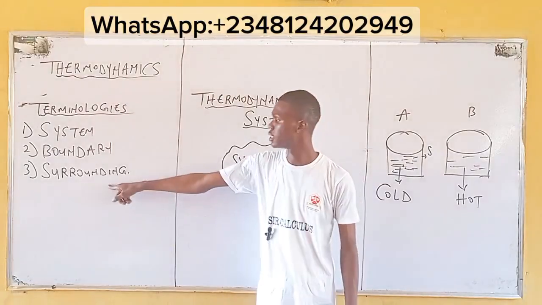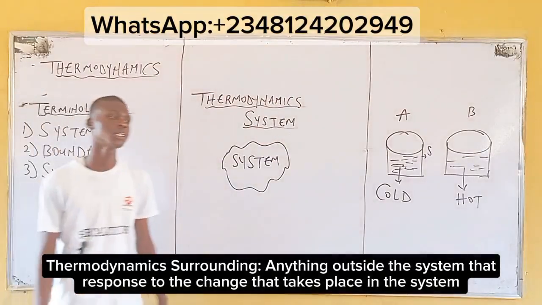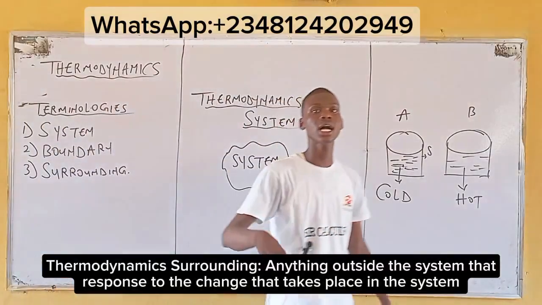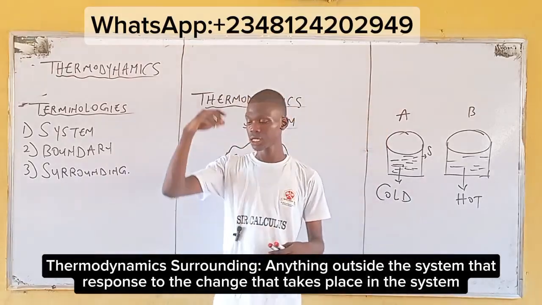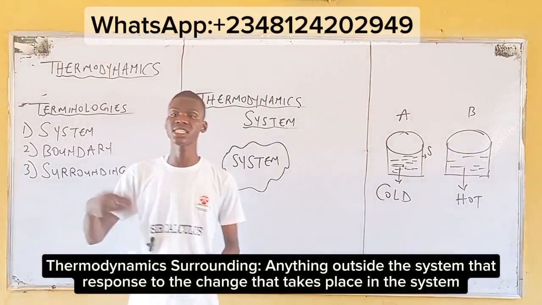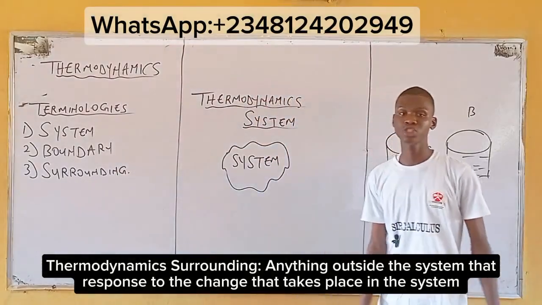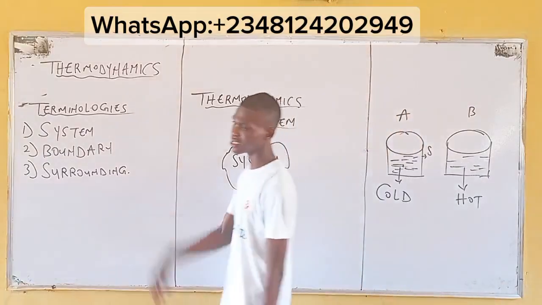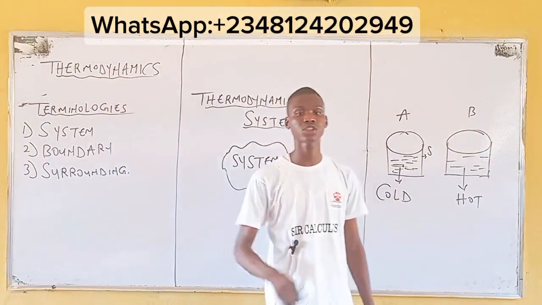Alright, now take down boundary. Or before boundary, the second one, take this down first. Surrounding. Surrounding is anything outside the system that responds to the change that takes place in the system. Now, the last one, boundary. By boundary, meaning the difference between the system and the surrounding.